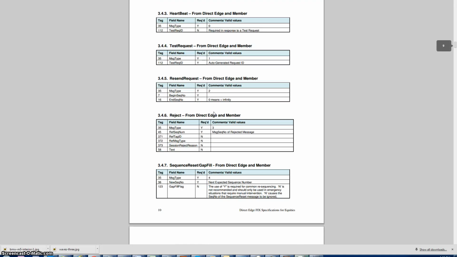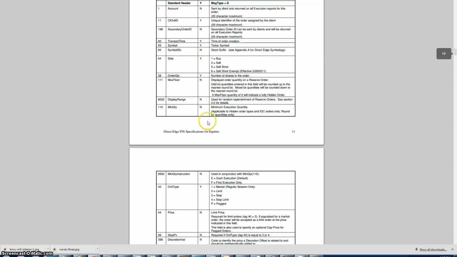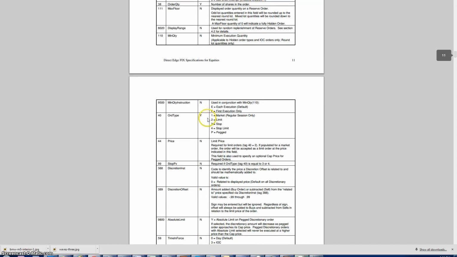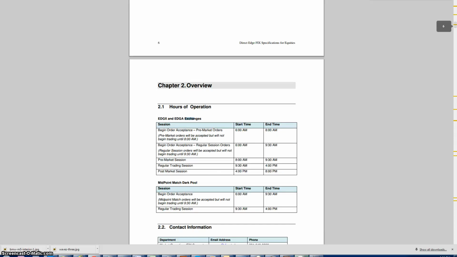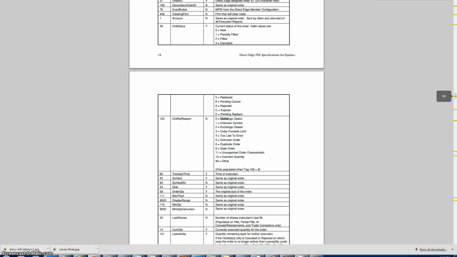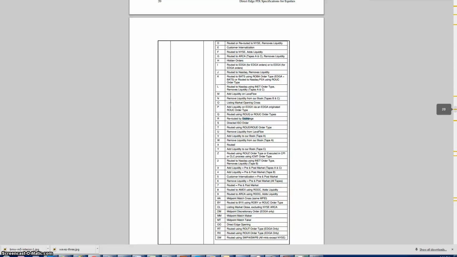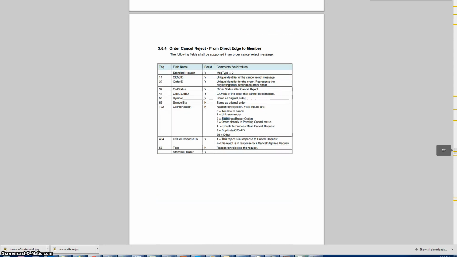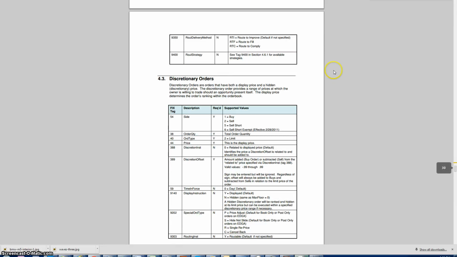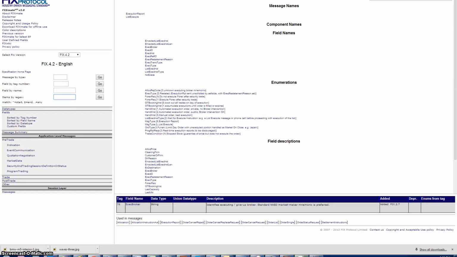Let's see if we can find it in here. We did not see it. Let's just do a quick search. Let's say exchange. Let's see if you guys found the correct answer. It should be in here somewhere. Rerouted by exchange. Okay, I'm not seeing it here, but what we can do is go to my favorite website, Fiximate.